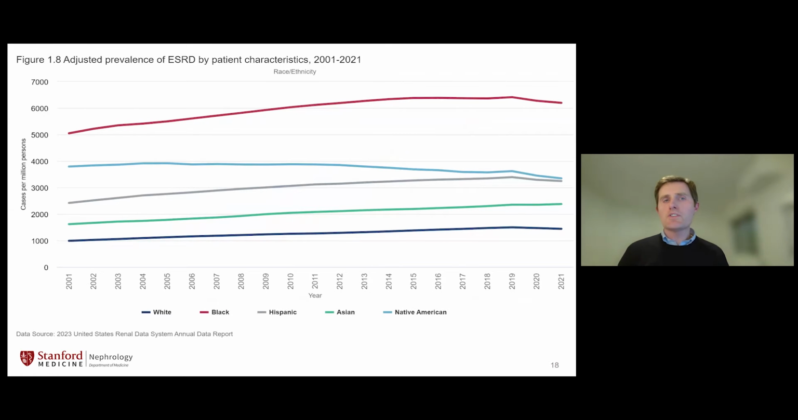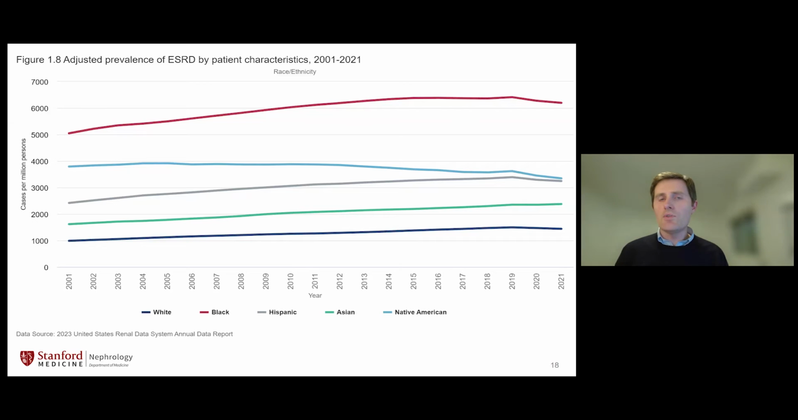Adjusted prevalence of ESRD by patient characteristic. This is a really important slide that I like to show because unfortunately CKD, kidney disease, discriminates against folks from disadvantaged backgrounds, or folks who may not be of different socioeconomic classes.